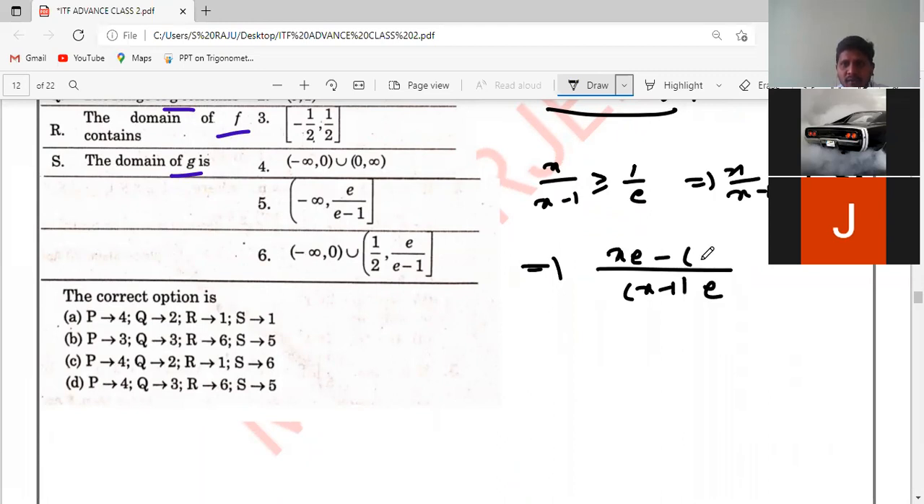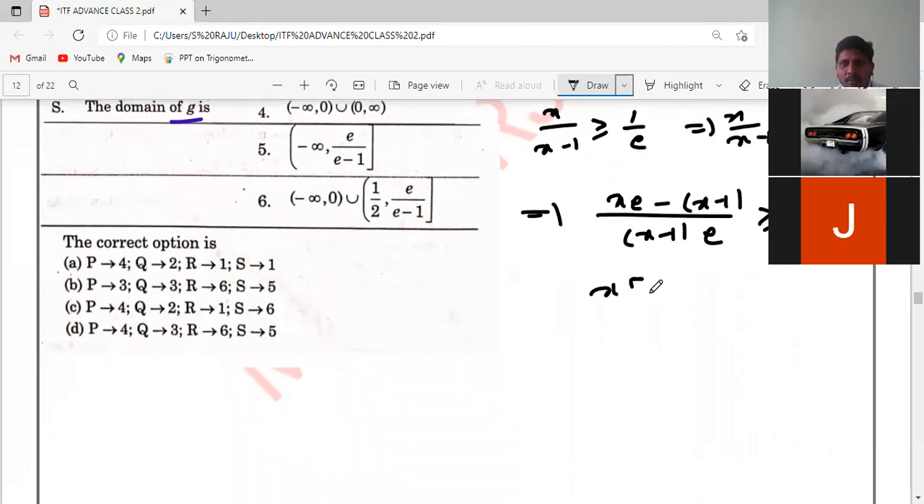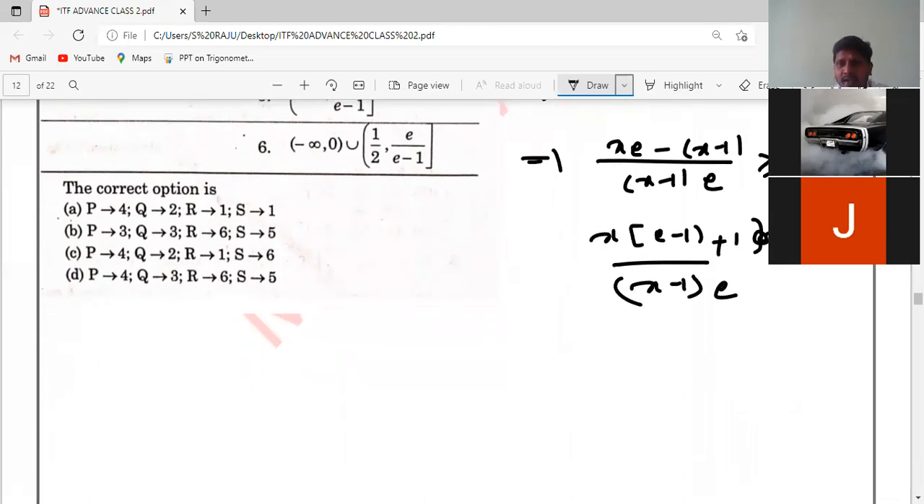Xe^(x-1) ≥ 0. Same here, when I take x common, we get (e - 1) minus plus 1, divided by (x - 1) into e, greater than or equal to 0. If I equate the numerator to 0, we get x = -1/(e - 1), otherwise 1/(1 - e). If I equate the denominator to 0, x = 1.